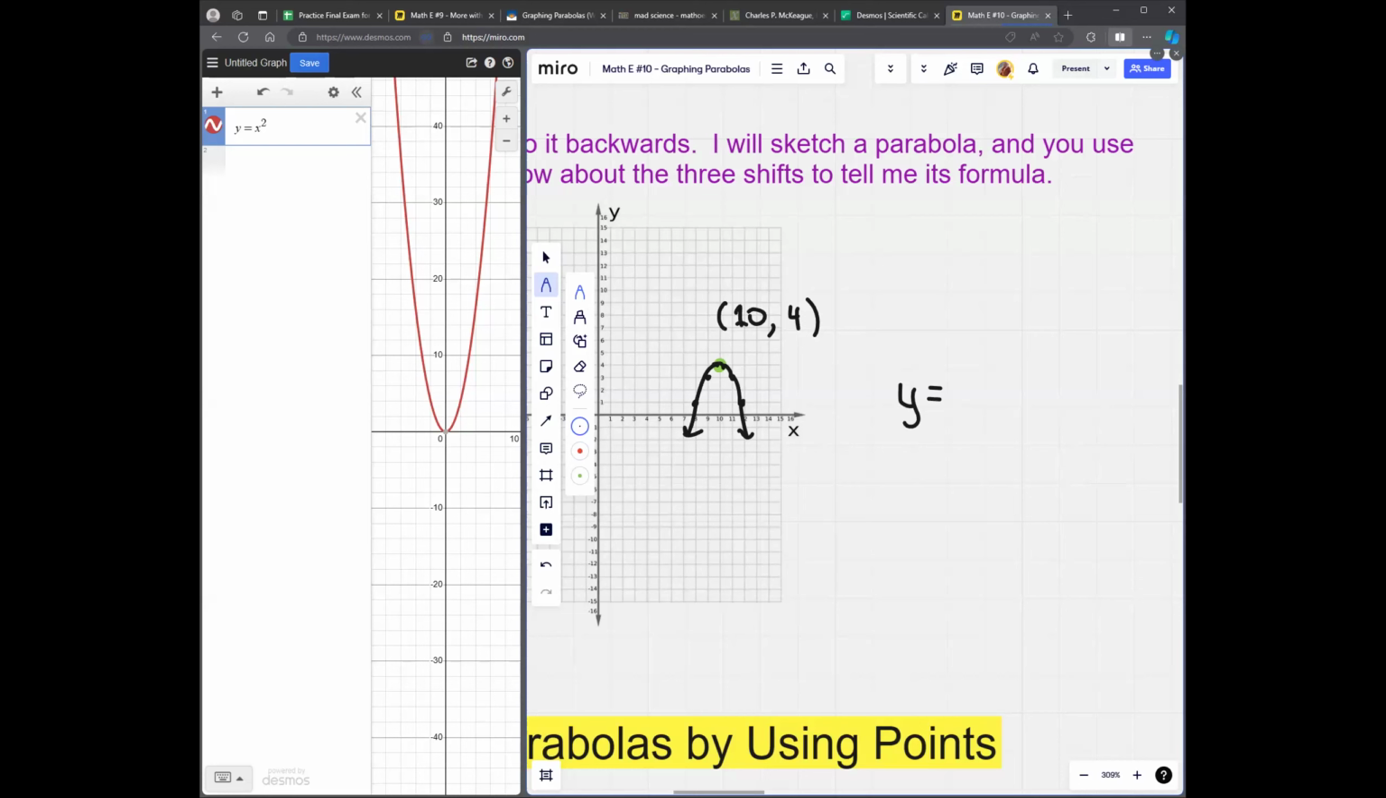Minus. Minus, it's an upside down bowl, it's a mountain, not a bowl. Okay, it's not just a plain x squared. It's an x that shifted sideways. Is it an x plus something or an x minus something? Since we shifted it to the right.